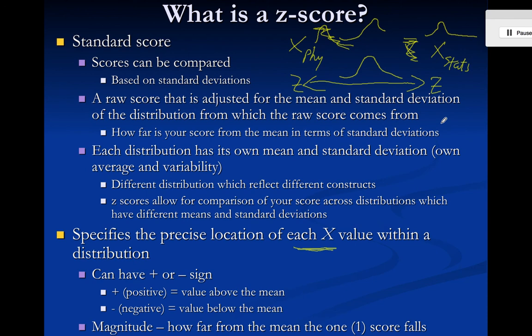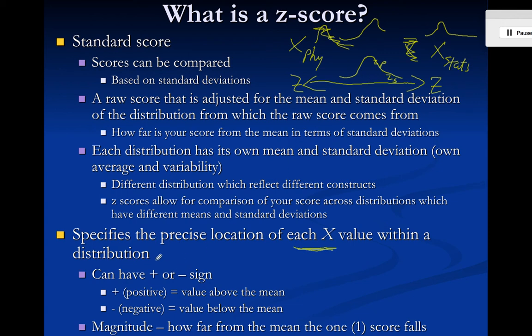So now we're actually giving back to this idea of individuality. We took that away when we were talking about the group's performance, but here now we're going back to the individual performance. So now what I want to do is find out, well, for physics, the Z physics, and then the Z stats, for instance. So here I'm further away from the mean for stats than I am for physics, thus telling me where I'm performing better in.